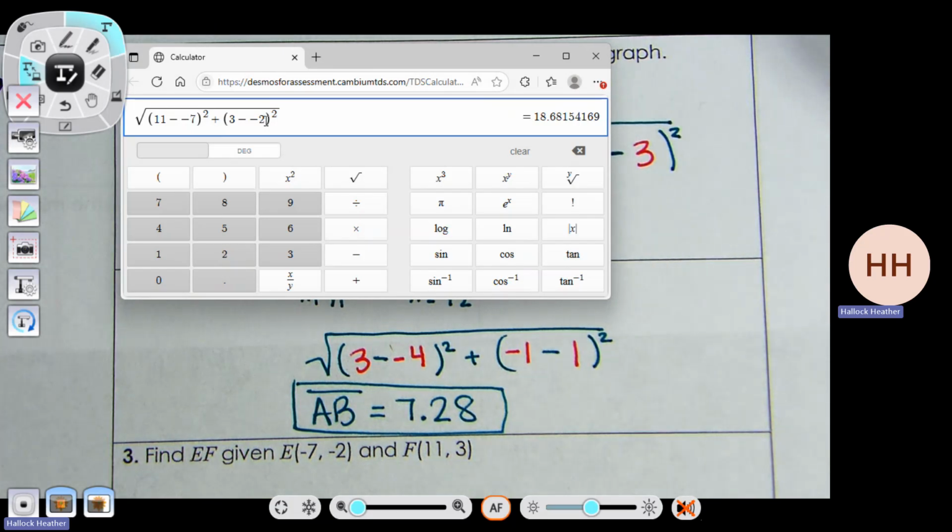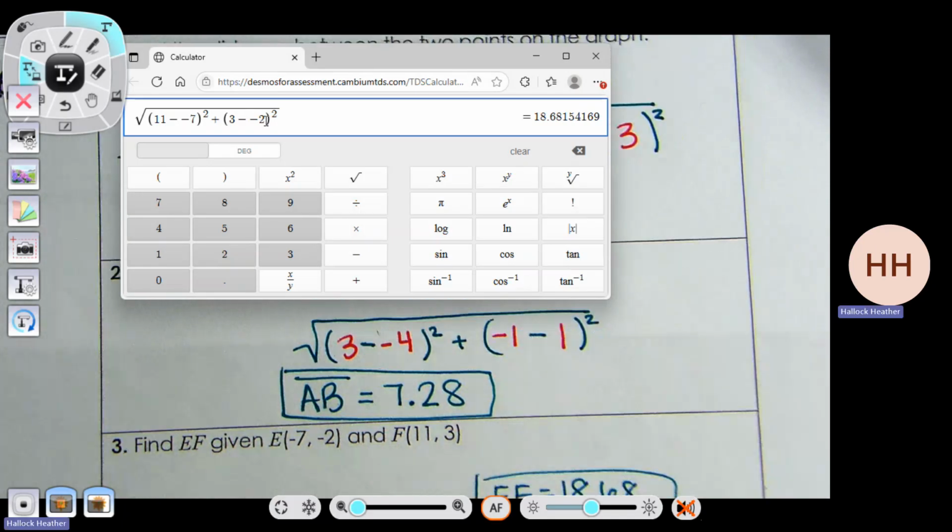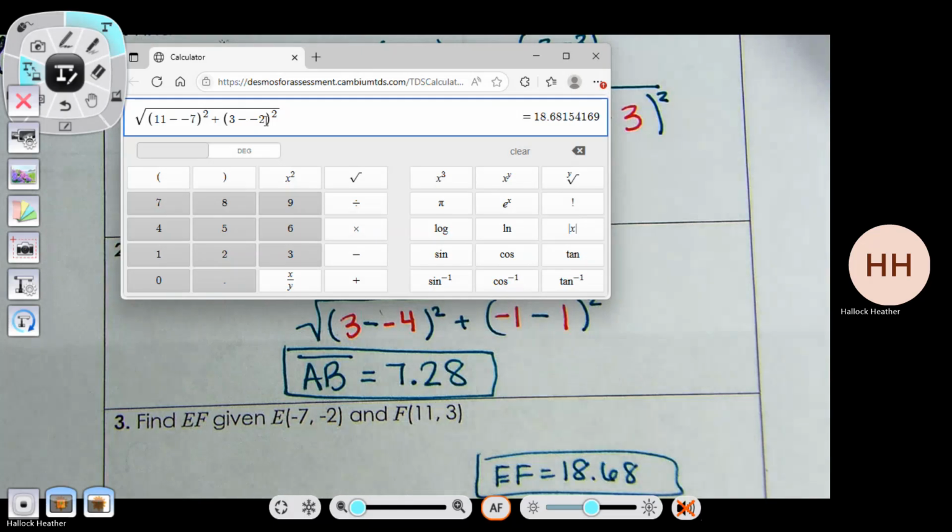Is that right? 18 point, what's it say? Let me see. 18.68. Right, now it does. Okay, so you should get 18.68. We are going to move to the next topic because this is great. We love this. Easy peasy.